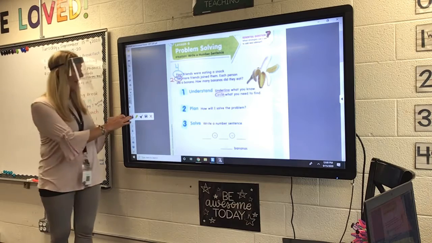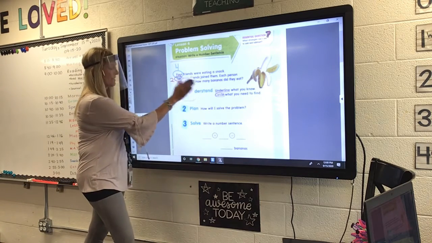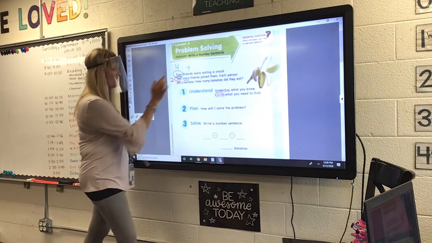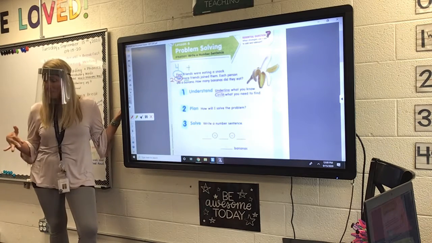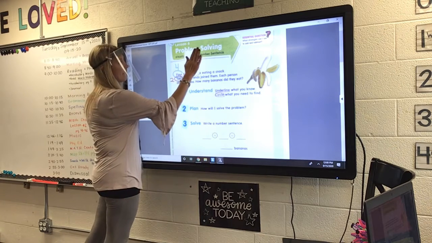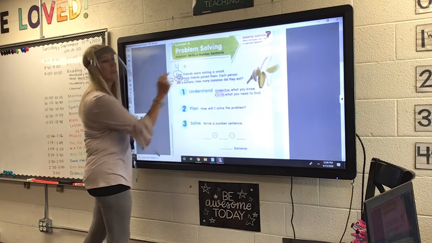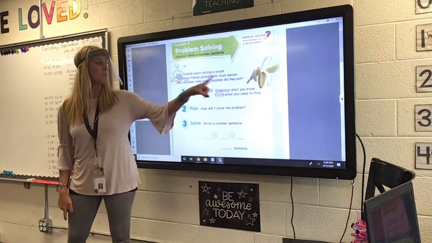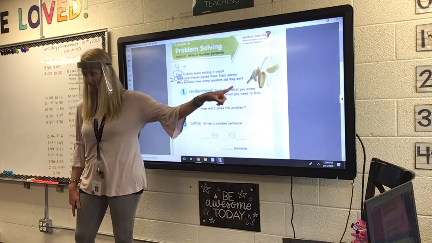Add. So if I find the word more, oh, I'm going to do a different color so that it sticks out. If I see the word more, that means Mrs. Murphy needs to add. If I see the word less, that means I need to subtract. Now, that wasn't a very good plus sign. Let's fix that. Now, 2 more friends joined them. Each person ate a banana. How many bananas did they eat?